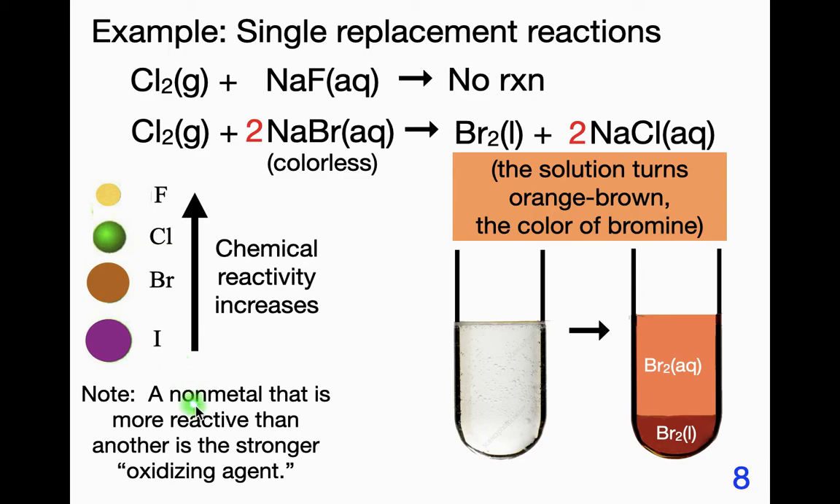Note, a nonmetal that is more reactive than another is called the stronger oxidizing agent. That's just a term that you might hear or see in one of the tutorial videos. Don't worry about that. That's something that we'll talk about when we get to our unit on oxidation reduction. An oxidizing agent just means that it's able to pull an electron away from another element.